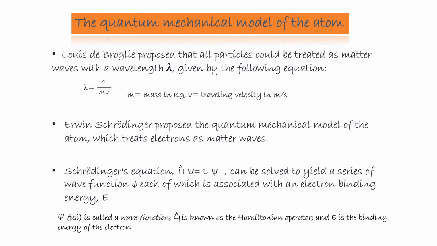The quantum mechanical model of atom. Louis de Broglie proposed that all particles could be treated as matter waves with the wavelength lambda given by the following equation. Lambda is equal to Planck's constant divided by mass in kilogram times traveling velocity in meter per second.